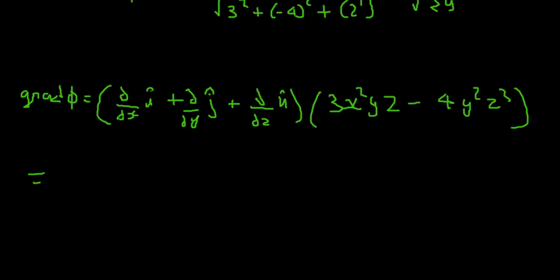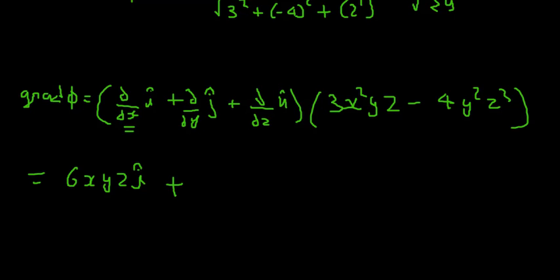Nothing much is in it, we just have to partially differentiate, and I think you guys know how. If you don't know, you just have to take y and z as constant when partially differentiating with respect to x. Let me show you. When we partially differentiate del by del x with this, it will be 6xyz, as y and z are constant, and in the second term there is no x, so it is 0. So let's write it with i cap.